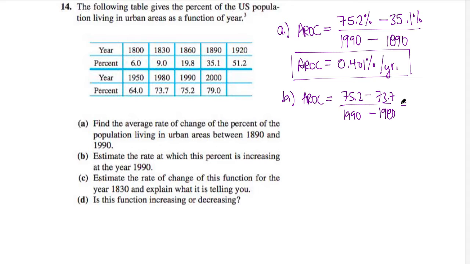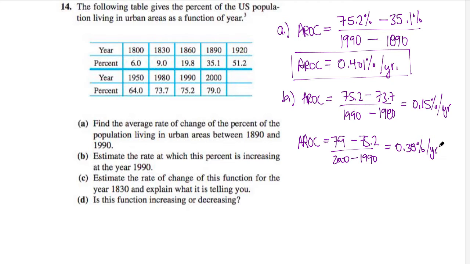And that average rate of change will be 0.15% per year. So this is my before, and my after the 1990 will be from 1990 to 2000, so that will be 79 minus 75.2 over 2000 minus 1990. And so that average rate of change is 0.38% per year.